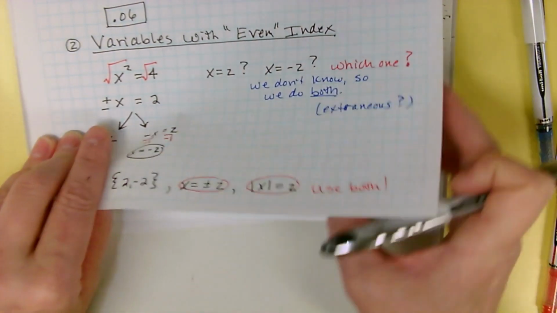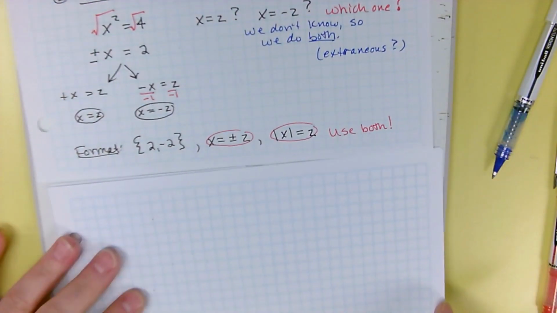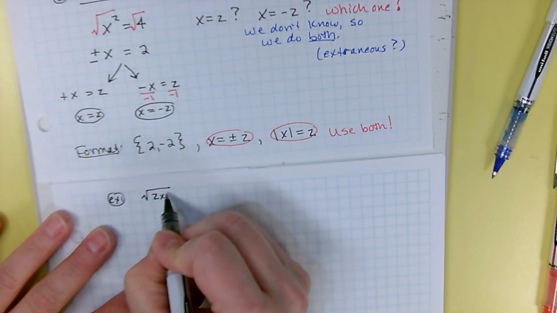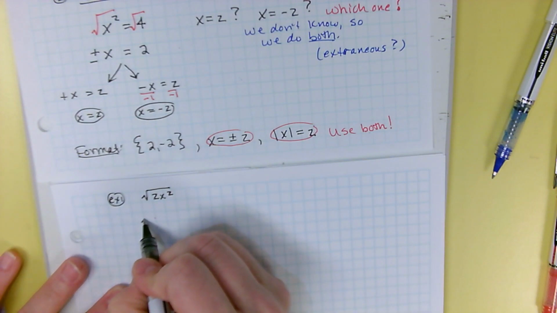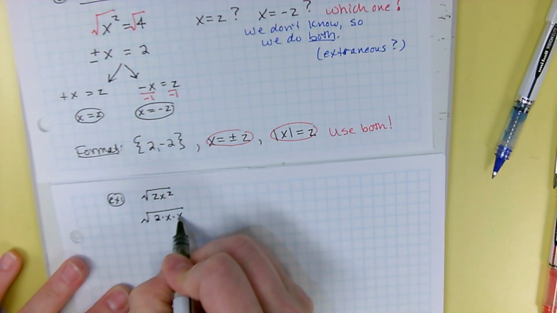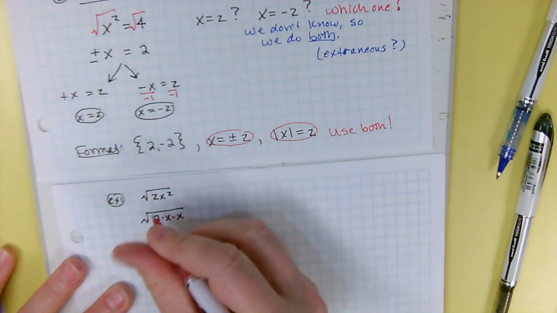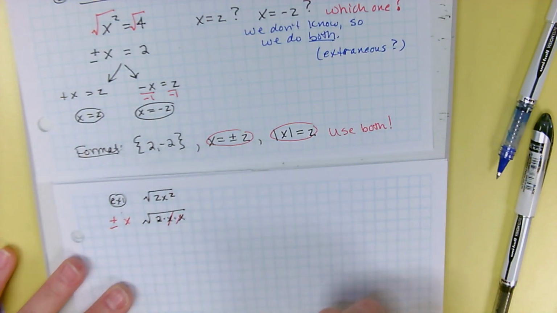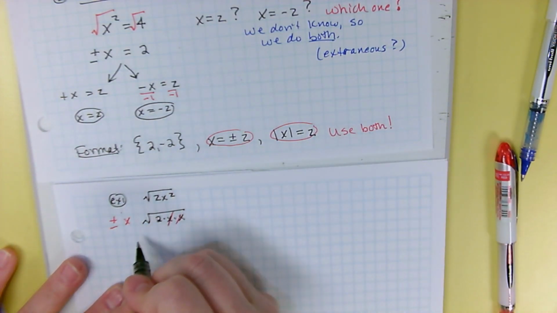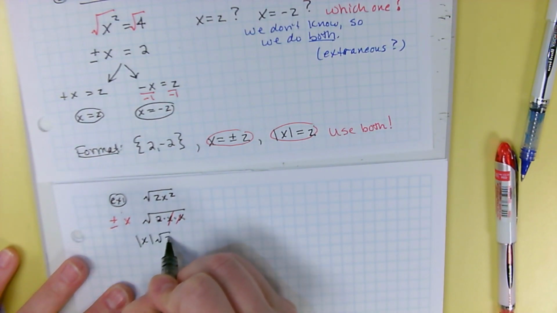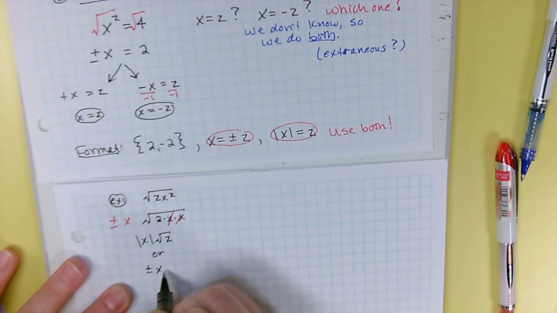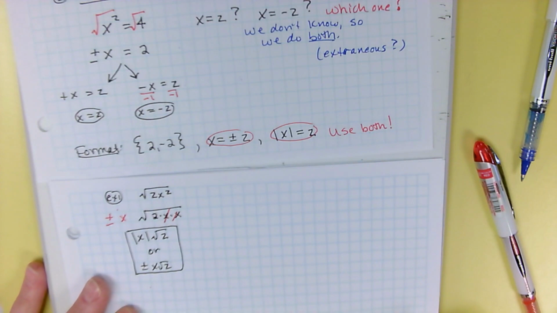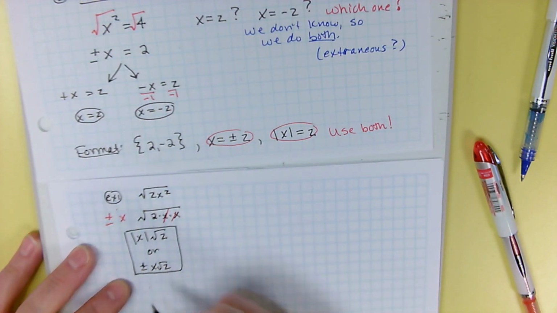All right, so let's do an example of a variable problem with an even index. Example 1, we'll start easy. Square root of 2x squared. You start by prime factoring, so that's 2xx. 2 x's, 1 comes out. It is plus and minus. So your answer is either the absolute value of x radical 2 or plus and minus x radical 2. Again, I want you practicing both, because as we get to the more challenging ones, the plus minus stops working.